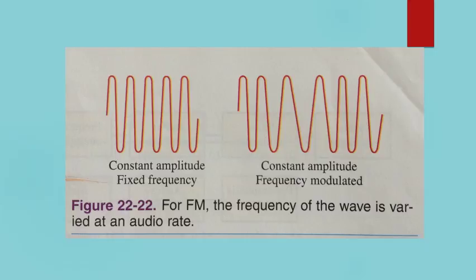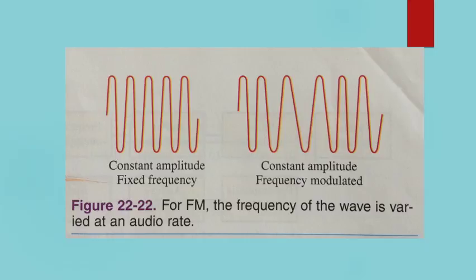Frequency modulation, or FM. In frequency modulation, a constant amplitude continuous wave, the radio wave, is made to vary frequency at the audio frequency rate. Figure 22-22. FM radio is a popular method of electronic communication.